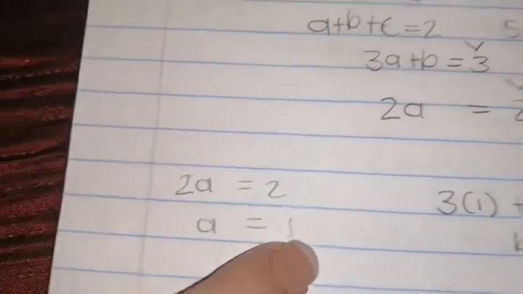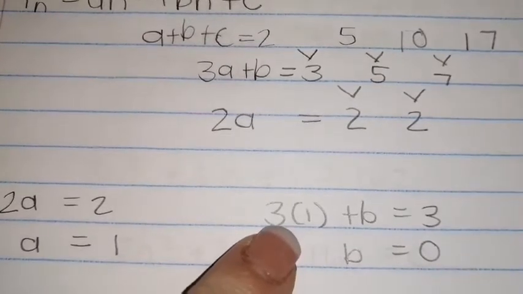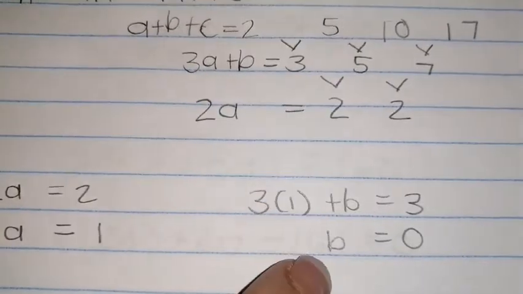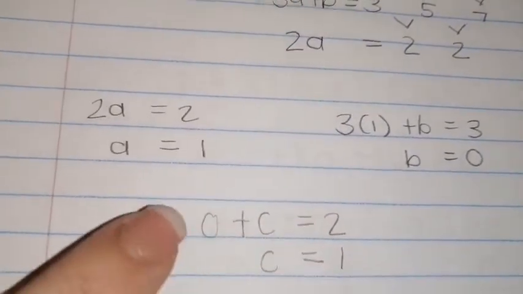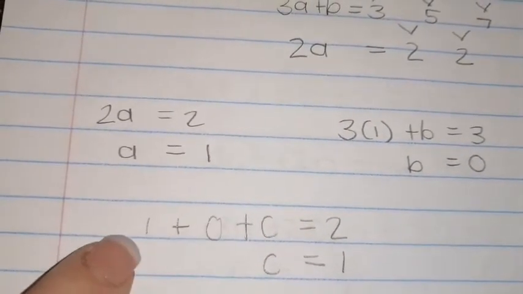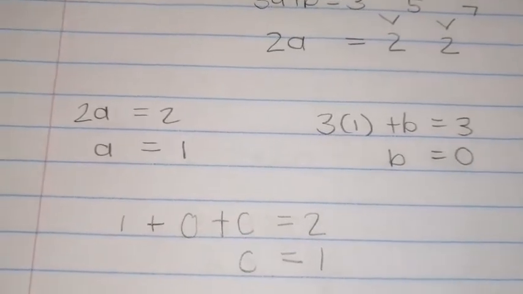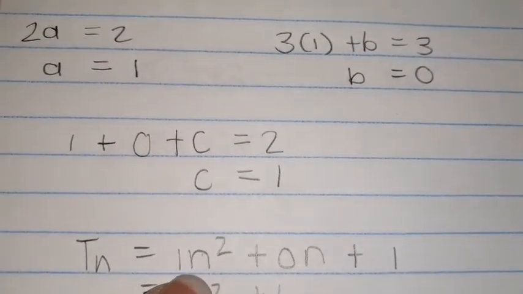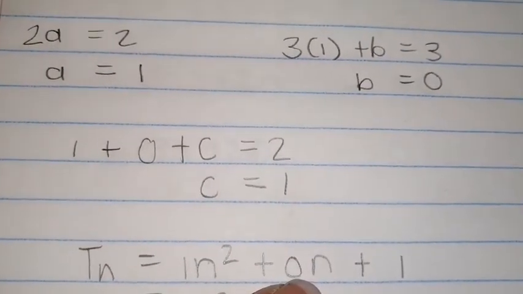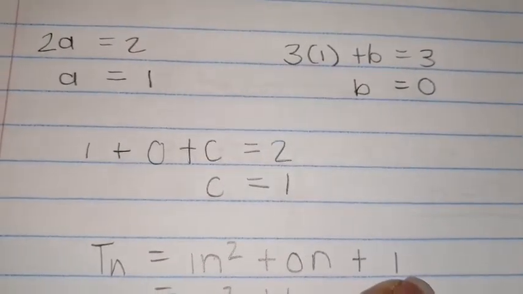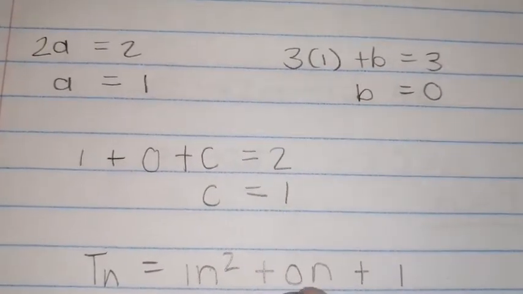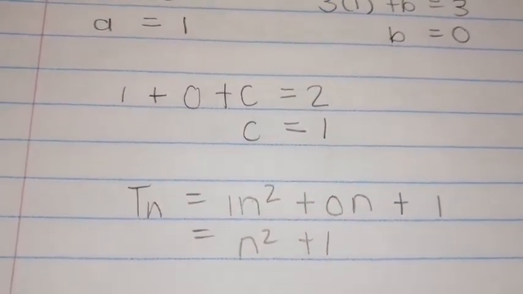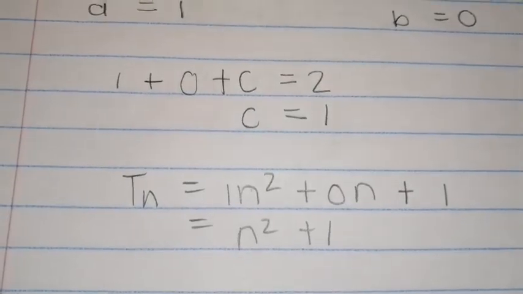Now that I have that value, I can calculate b, because I can substitute the value of 1 into 3a plus b. I substitute the 1, and then b works out to be 0. Now I've got a and b's values. I substitute them into a plus b plus c, and I can calculate c to find it to be 1. Then I can put it in my equation: in the place of a, 1, in the place of b, 0, in the place of c, 1. Okay? Now I can simplify that formula. I get this specific quadratic number pattern. Its formula will be n squared plus 1.